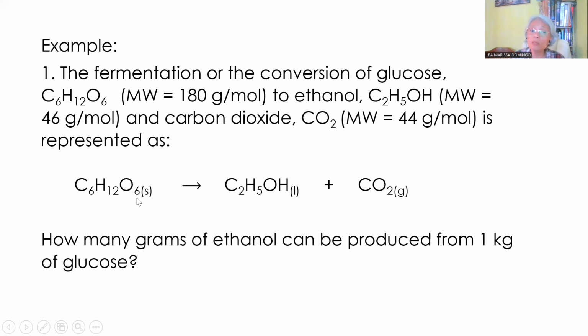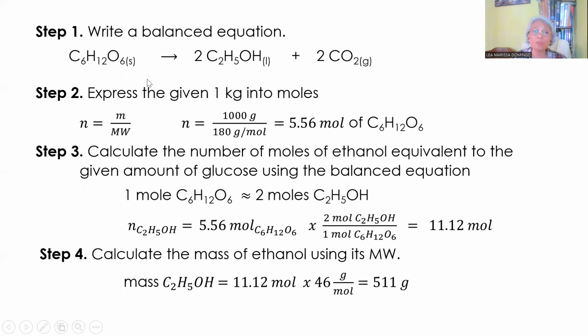So kunwari meron kang 1 kilong glucose, no? Gaano kadaming ethanol ang mapuproduce, no? Ang tanong ay grams. So how many grams, rather, what's the mass of ethanol equivalent to 1 kilogram of glucose? Bali, yun yung tanong sa atin. So, applying the 4 steps, we should be able to write first the balanced equation, no?